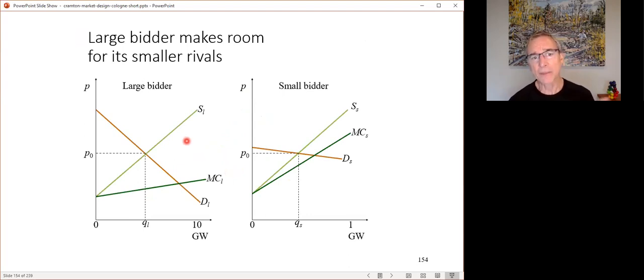So just as we had before, the exercise of market power is going to involve the large bidder making room for smaller rivals. And that's seen in this picture, but it's essentially the same. The smaller bidder is going to be facing a flatter demand curve, residual demand curve, and that's going to cause them to exaggerate less.